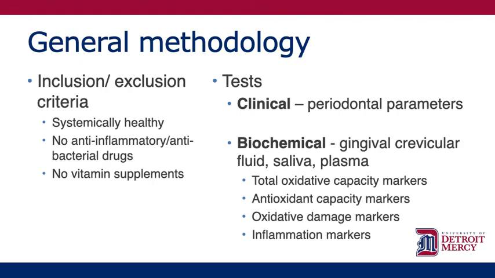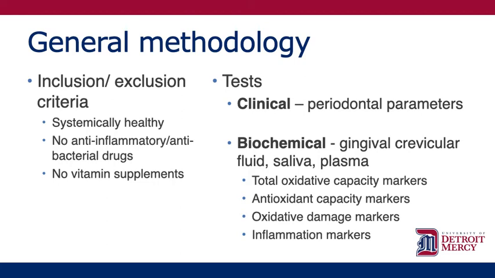All the evaluated articles follow the same general methodology. They use similar inclusion and exclusion criteria for the chosen patient populations. Patients had to be systemically healthy, they should not have taken any anti-inflammatory or antibacterial drugs, and they should not have taken any vitamin supplements.